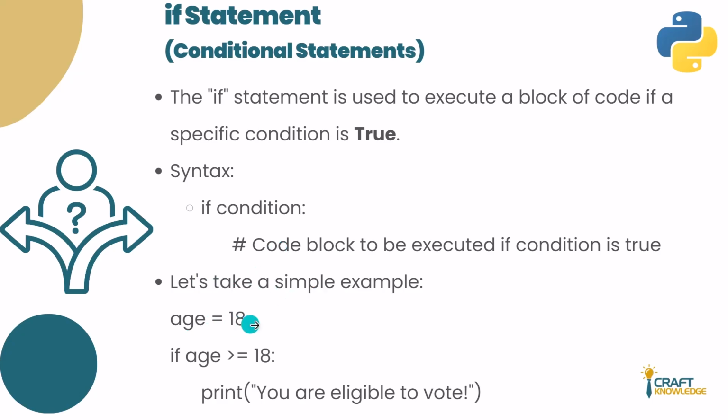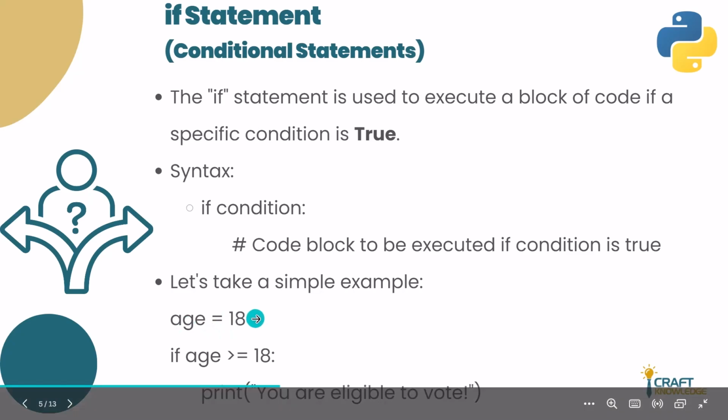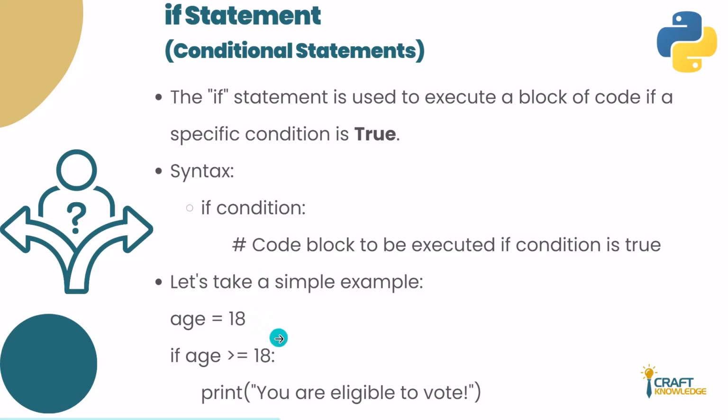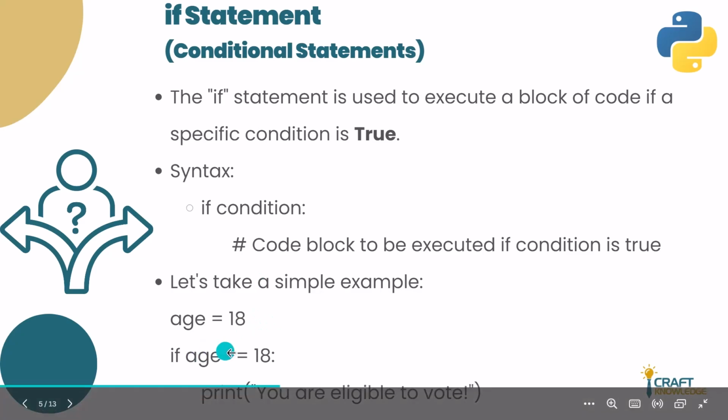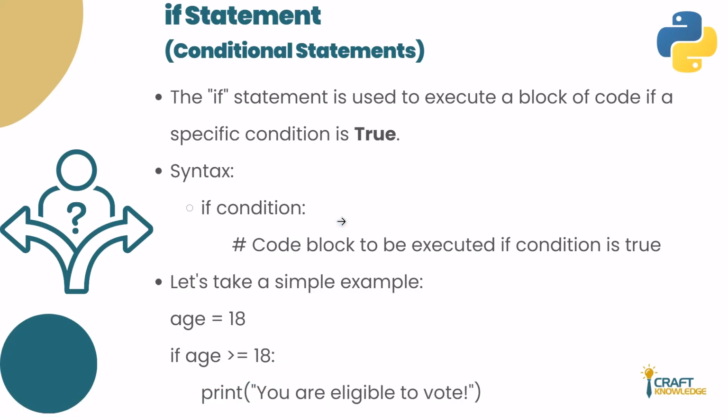Cool. So here we have a very simple example. If we say age equals 18, now this is simply an assignment operator. We are assigning the value 18 to the variable age, and then we are saying that if age is greater than or equal to 18, then, this colon you can translate into then, print you are eligible to vote. Now this print statement is basically the block of code, right?